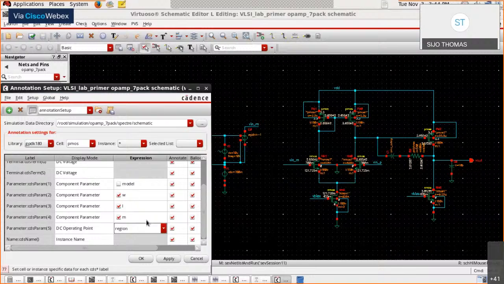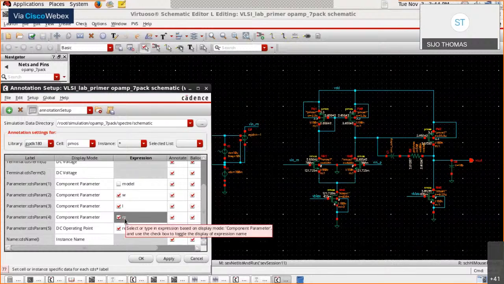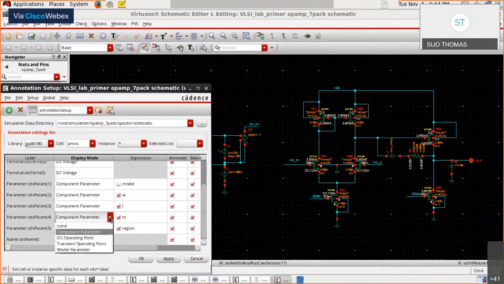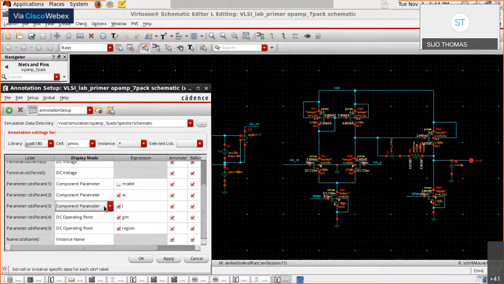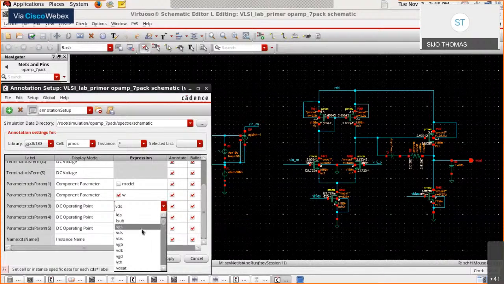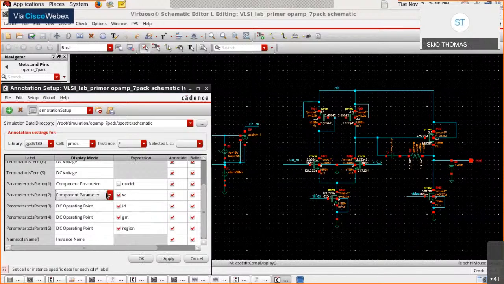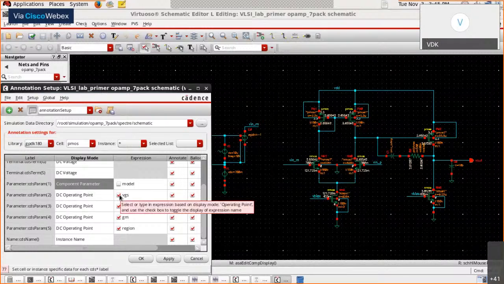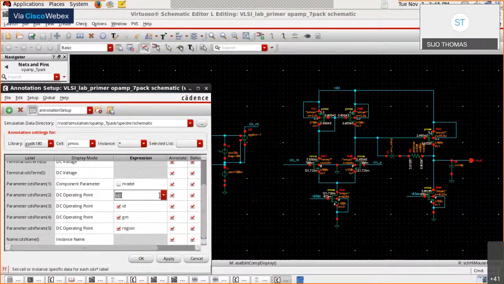Again on the left, change the component parameter to DC operating point. GM, let it be there. DC operating point parameter, make it ID. Type ID, fine. VGS is not required. Only VDSAT is required. Yeah, VDSAT, you can double click there. VDSAT. Yeah, apply.